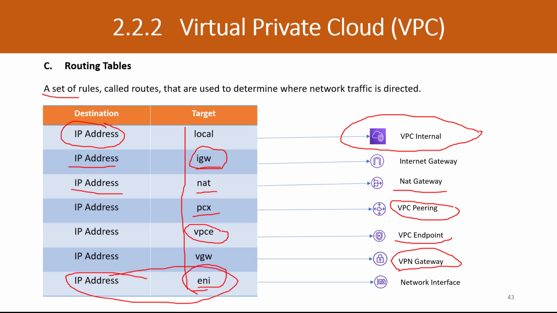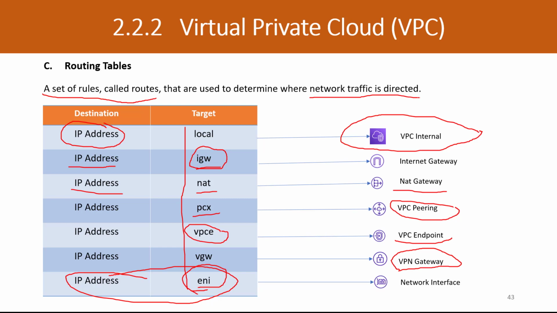This is basically a set of rules called routes that are used to determine where network traffic is directed. So it basically checks the rules defined by a route, how we can forward the traffic and where the traffic should be forwarded. This is defined by the routing table, which is attached within the VPC but associated only with a subnet. So if a VPC has one routing table, it can be associated with a single subnet or maybe with multiple subnets.